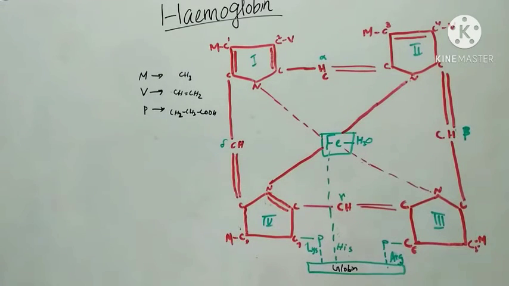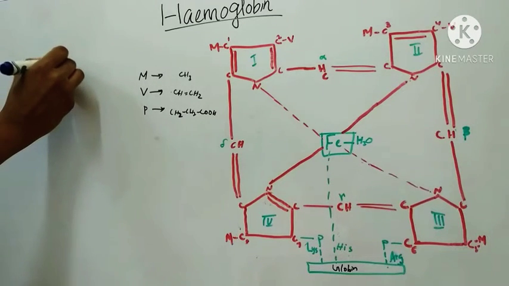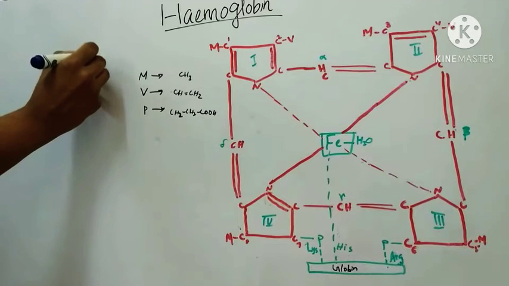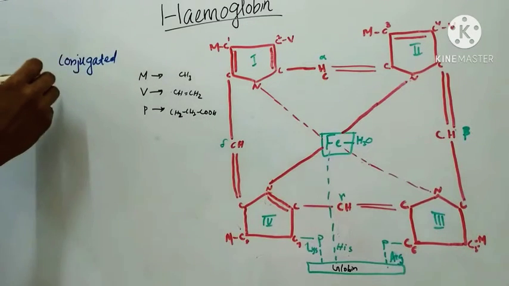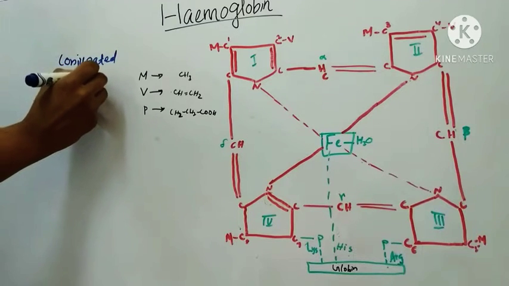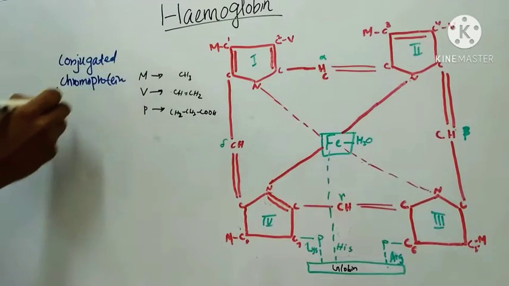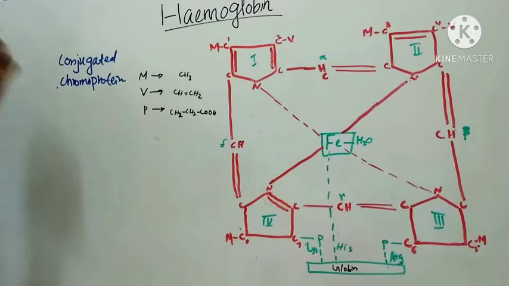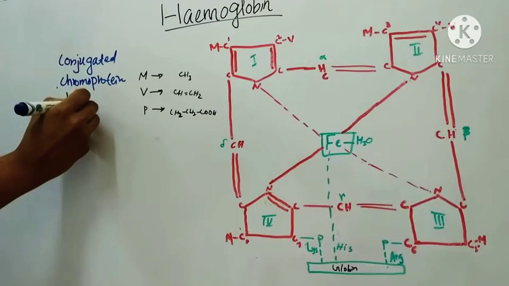Hello everyone. Today we will discuss hemoglobin. Hemoglobin is the red coloring matter of the blood. It is a conjugated protein and a chromoprotein, and it contains heme as the prosthetic group.